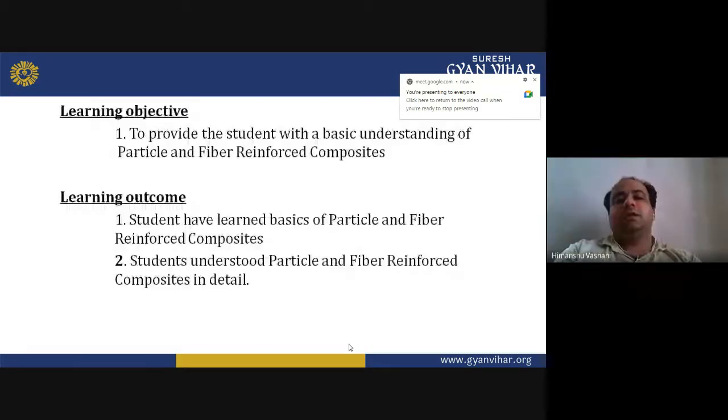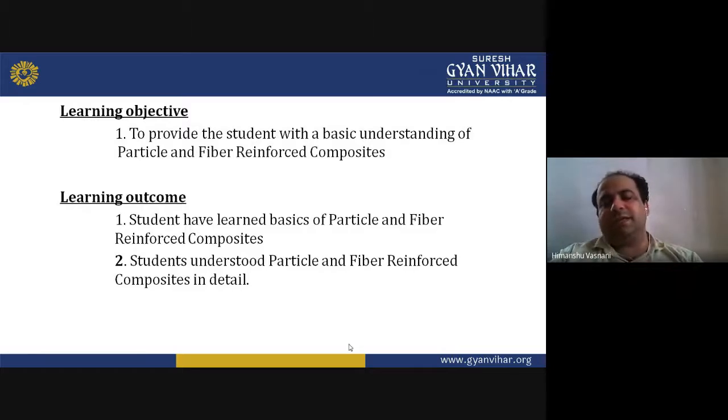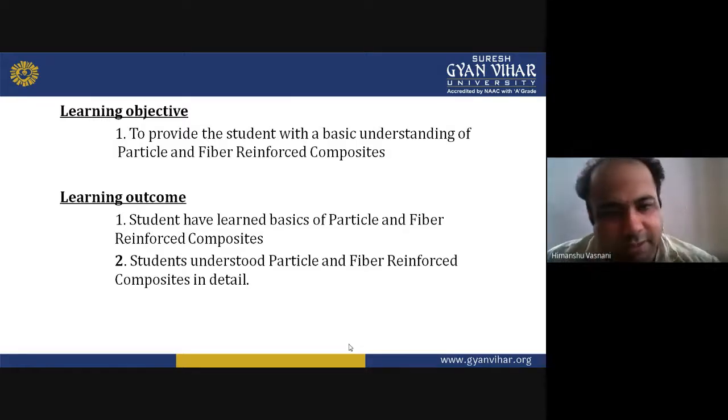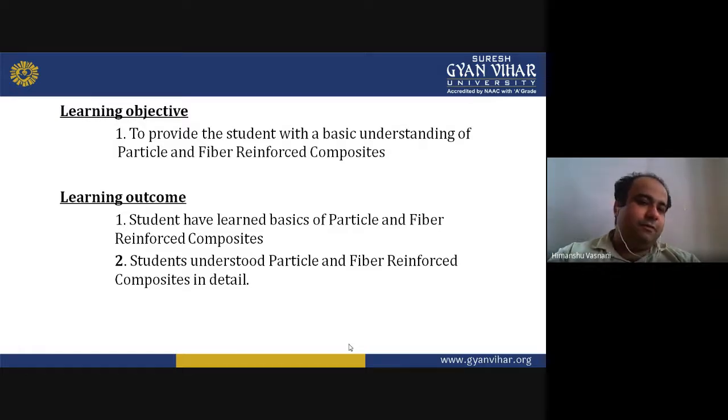Particle and fiber reinforced composites. Our learning objective for today's lecture is to provide the students with a basic understanding of particle and fiber reinforced composites. And our learning outcome after today's lecture will be that students have learned the basics of particle and fiber reinforced composites, and understood them in detail.